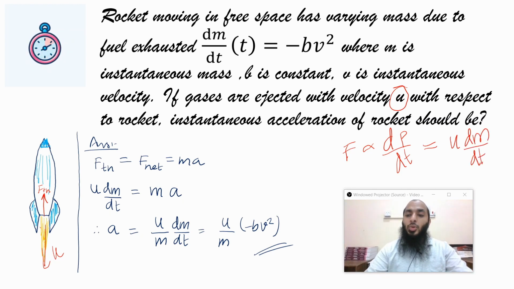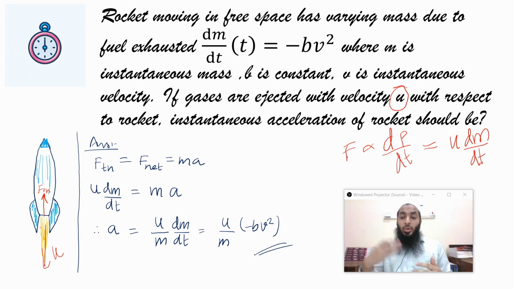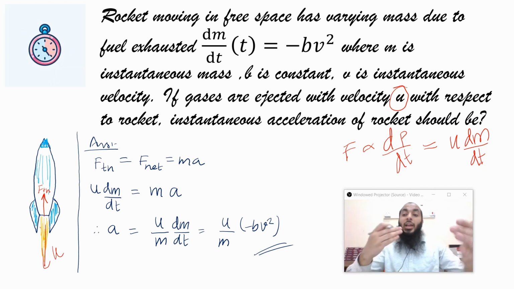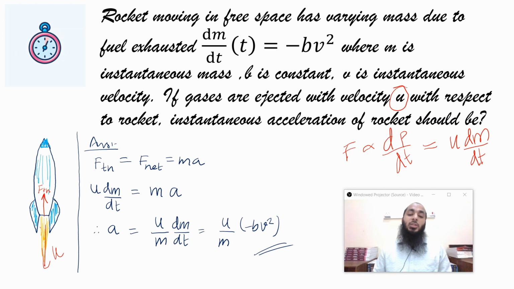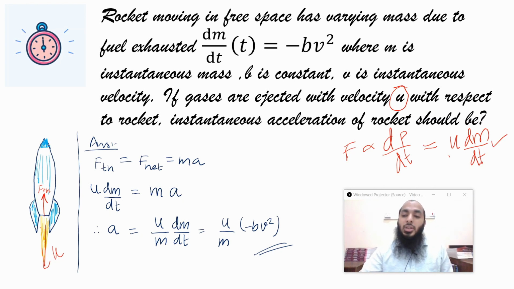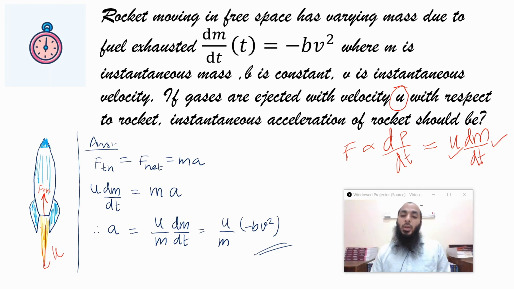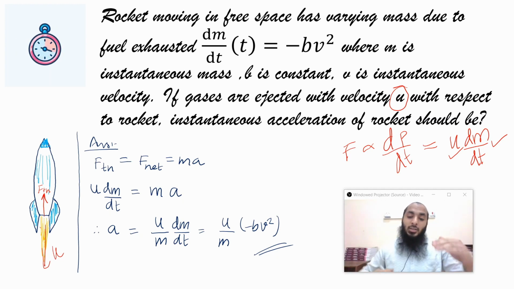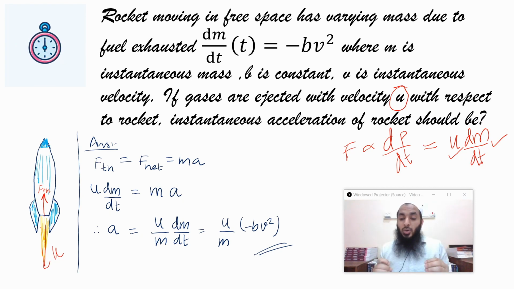Why? Usually we have been writing m into du by dt, right? Which is ma. But why do we write u into dm by dt? Because it's a variable mass system. The gases are coming out. The rate at which the mass of gas is coming out is dm by dt, and the velocity with which it is coming out is constant, which is u. So this is the force applied by the rocket on the gases. According to Newton's third law, every action has equal and opposite reaction.